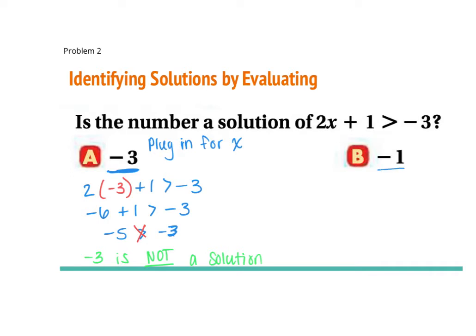And we're going to try the same thing with -1. So remember, we're just plugging it in. So it's going to be 2 times -1 plus 1 is greater than -3. 2 times -1 becomes -2. Plus 1 is greater than -3. This becomes -1 is greater than -3. This one works. -1 is greater than -3. So -1 is a solution.